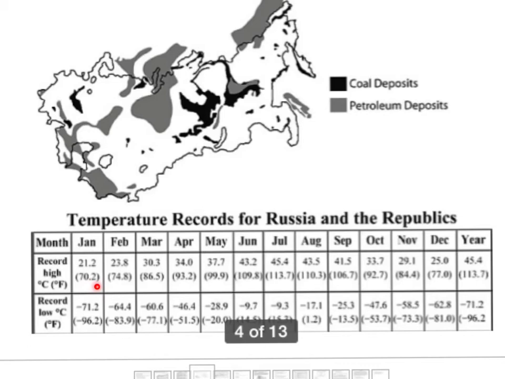So there's a few generalizations that can be made. One is that farming and ranching are located in areas different from the areas where oil and coal are found. Another generalization that could be made is that most of the coal resources in Russia are found in the center of Russia.